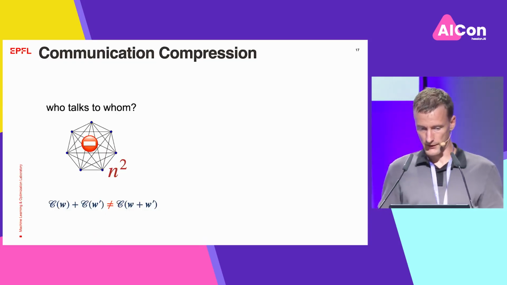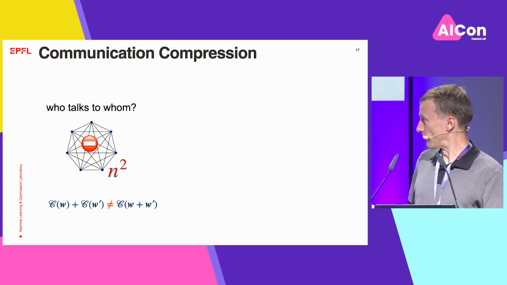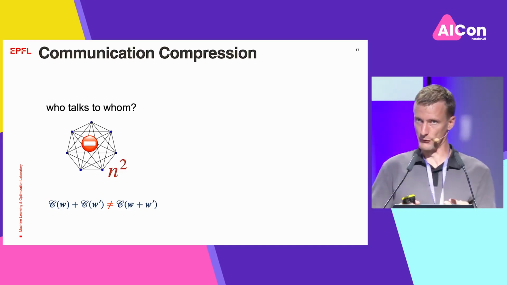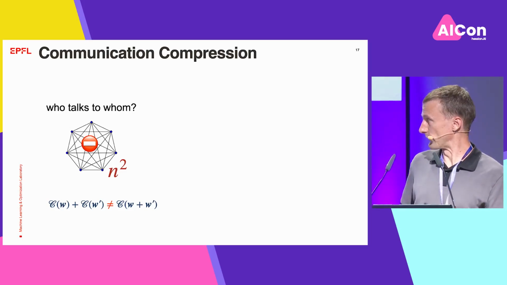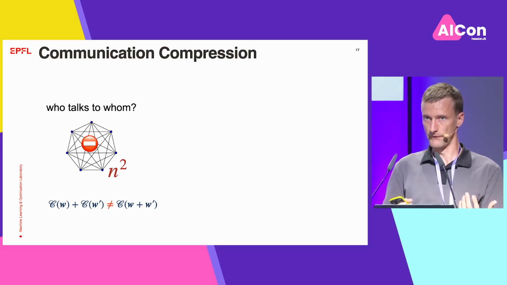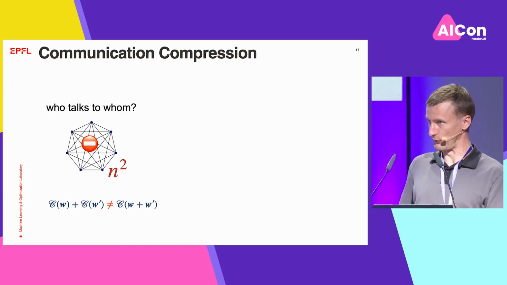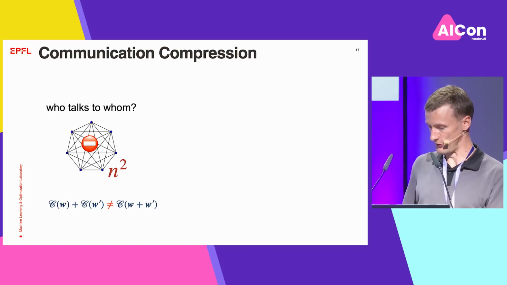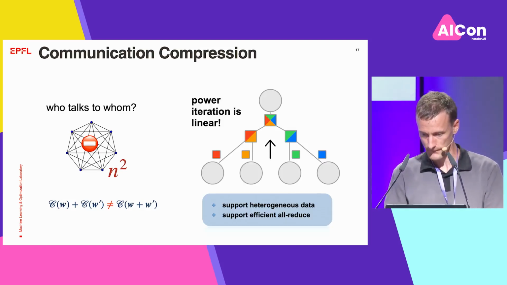Okay, and again, some more properties that this has is that you can use it to figure out who should talk to whom, right? You don't need everyone to talk to everyone. But what we just said is that this operation is linear, right? So in general, compression operations are not linear. If you have 2 compressions of 2 separate things, it's not the compression of the sum, in general. But for us, it is, because we use the power iteration.